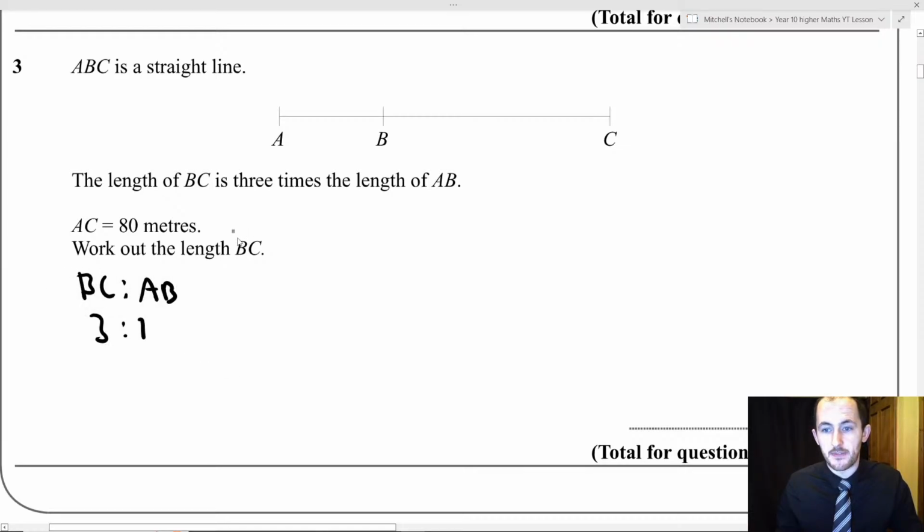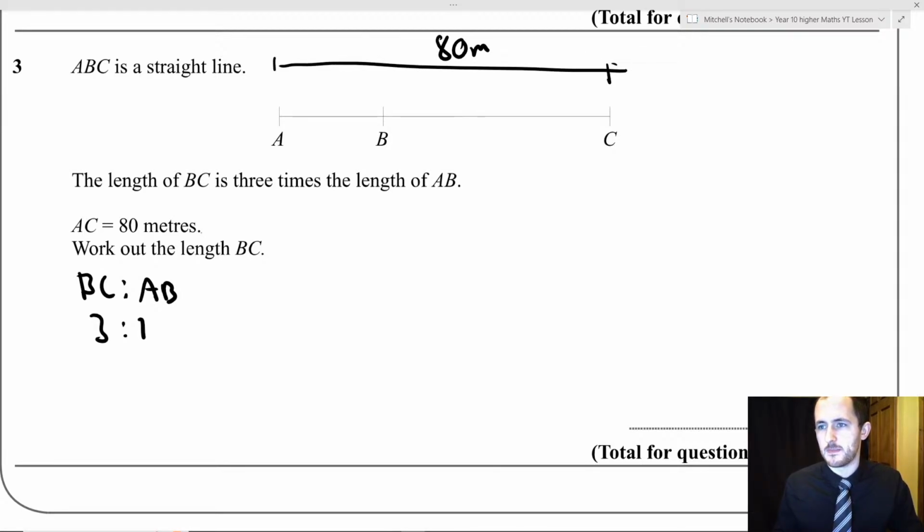Now it's telling me to work out the length of BC if the total length is 80 meters. So this whole length here is 80 meters. This is 3 parts, that's 1 part. So we look at the fraction we care about, which is 3, divided by 3 plus 1, which is 4, times 80. A quarter of 80 is 20, times that by 3 is 60 meters.